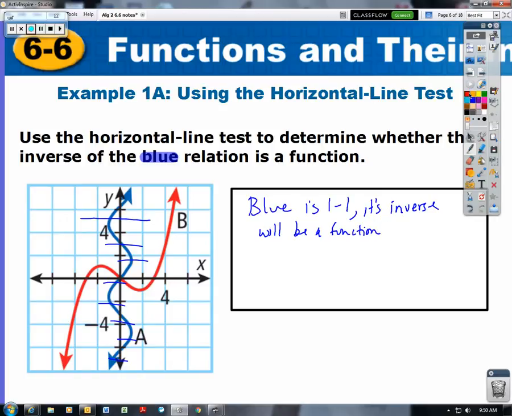Now on the red one, it's a function. It passes the vertical line test, but it fails the horizontal line test. So the red one is not one-to-one. So its inverse is not a function.